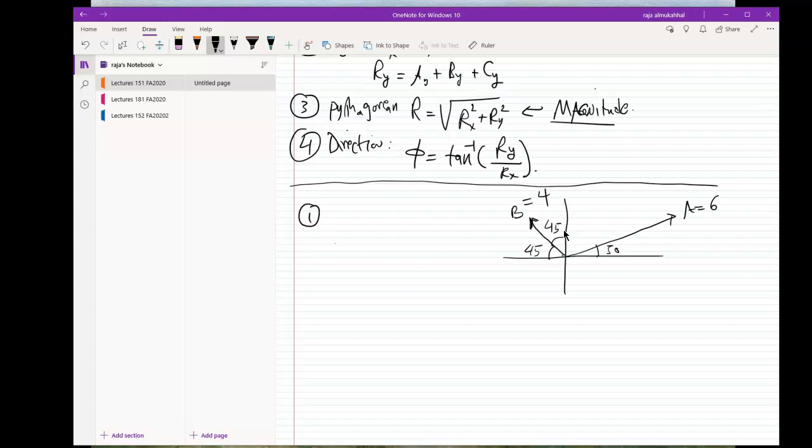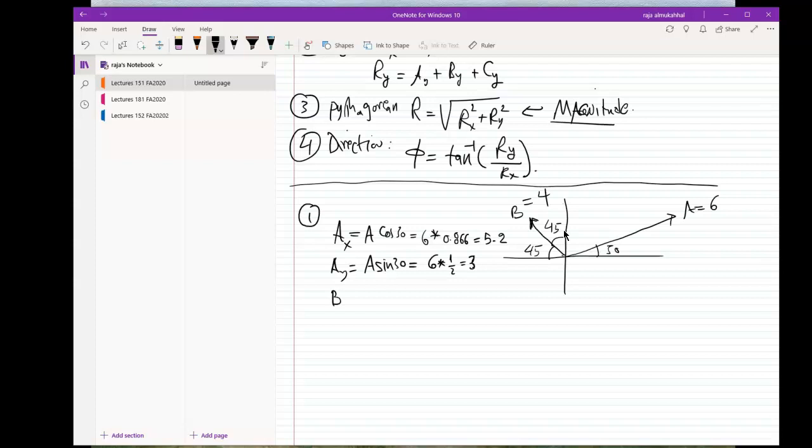So let me get a sub x. Remember, a sub x is what? A cosine 30. Cosine 30 is 0.866 times a, which is 6. So 6 times 0.866, use my calculator, use yours please, answer 5.2. There we go. A sub y is a sine 30, so that will be 6 times half, that will be 3, is that right?